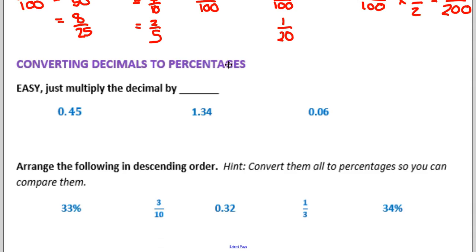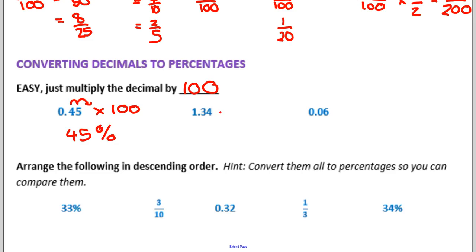Converting decimals to percentages, even easier. Just multiply the decimal by 100. So easy. So 0.45 times 100. In that case, we'll end up with a decimal at 45 instead, 45.0. Or we can, and don't forget to write your percent sign.